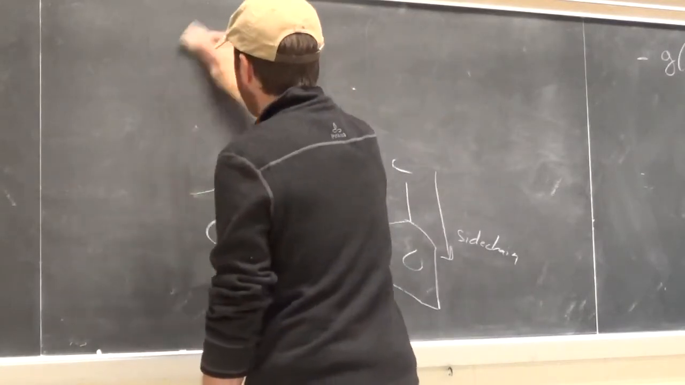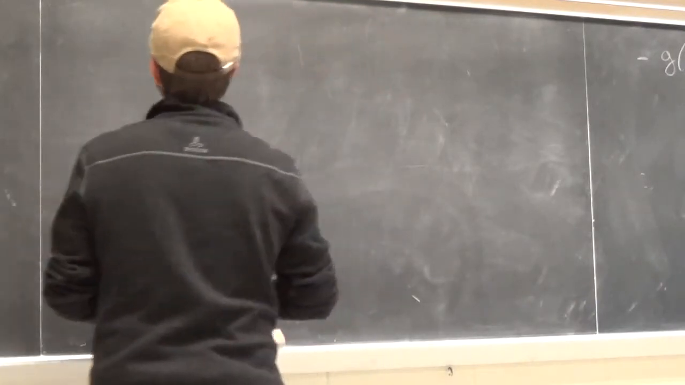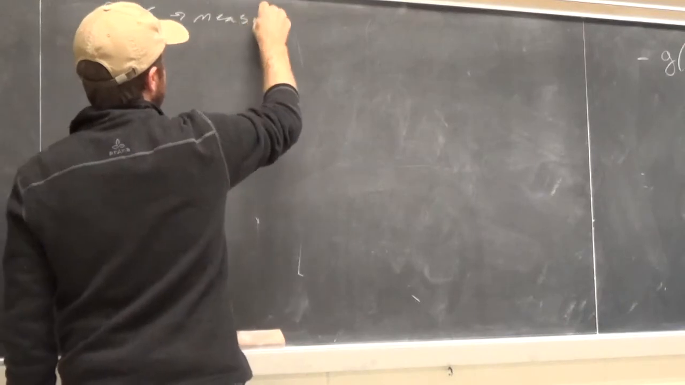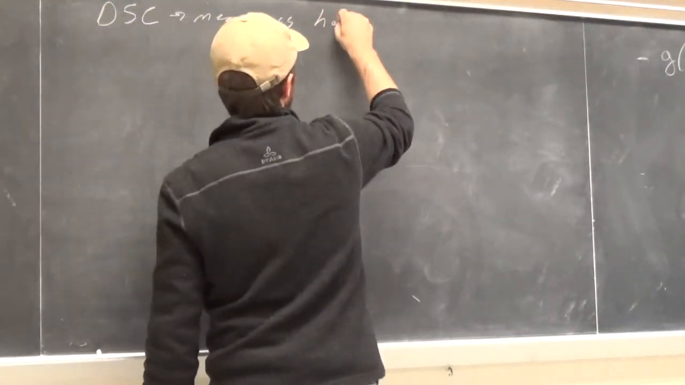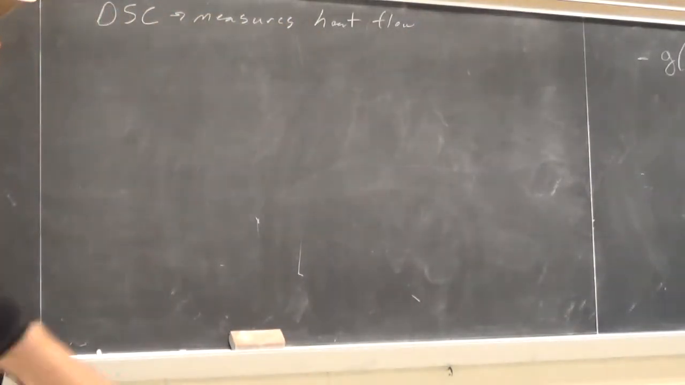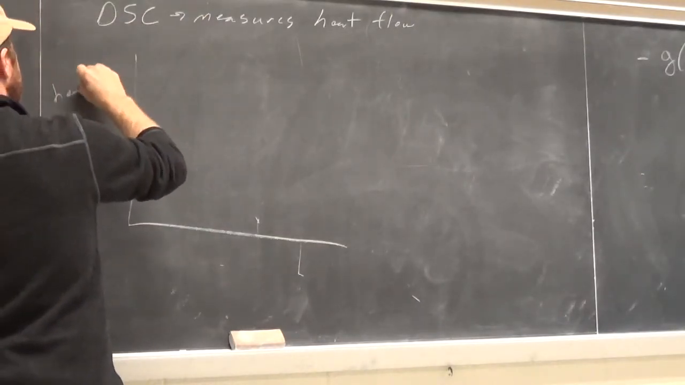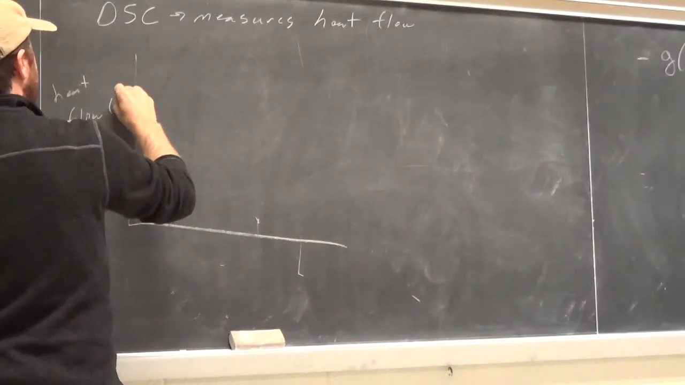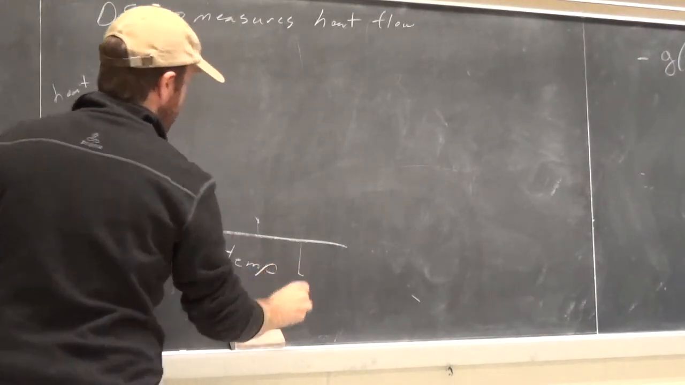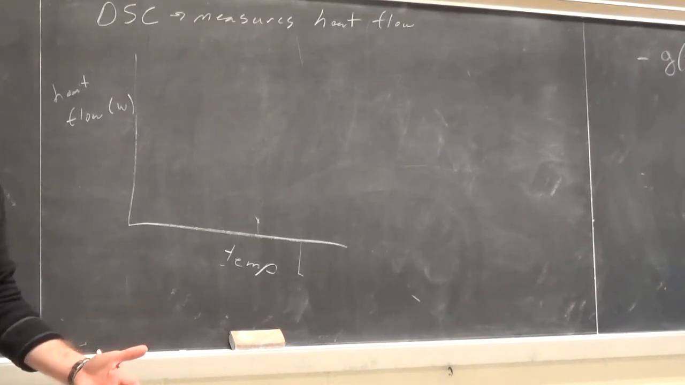So what does DSC measure? The heat flow. Heat flow, right? DSC measures heat flow, so heat flow in watts, and this is going to be temperature. So we're going to measure thermal transitions in DSC. What's the lowest temperature thermal transition in polymers?